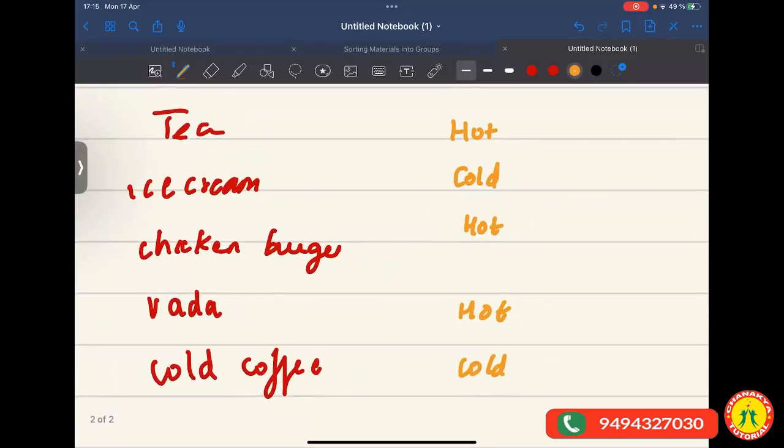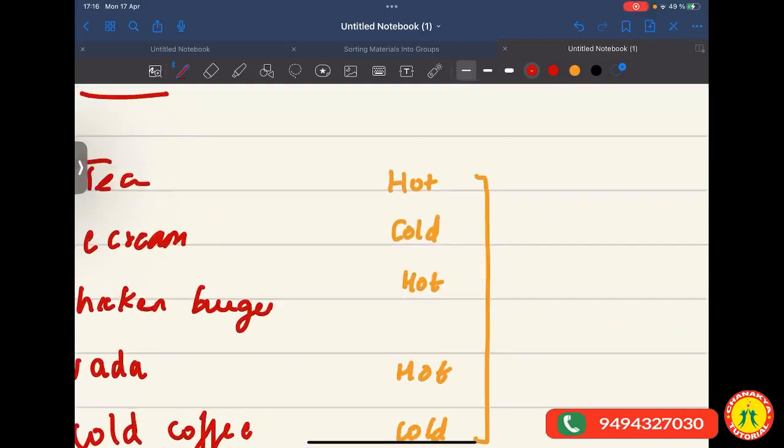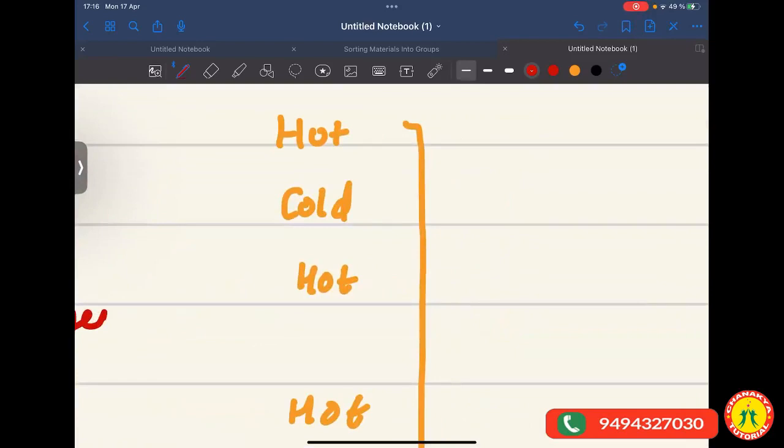So on what basis do you say something is hot or cold? Can you tell me? How do you know something is hot or cold? Ma'am, by its temperature. Temperature, very good. So we understand something is hot or cold based on their temperature. This is the property which determines if something is hot or cold. So a reliable measure of hotness of an object is temperature. Okay. So temperature is how hot or how cold an object is.